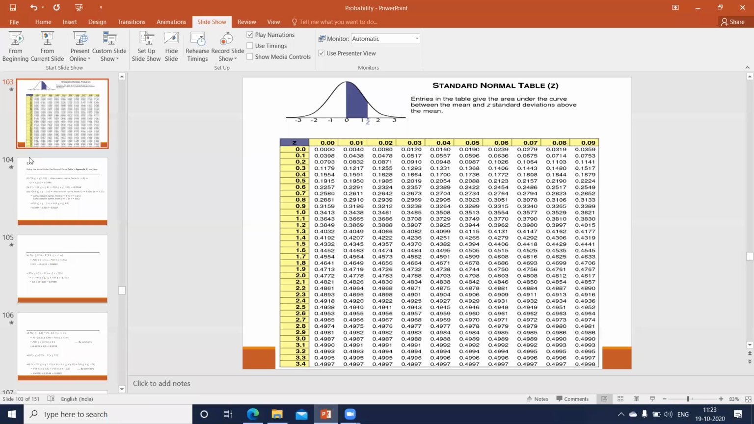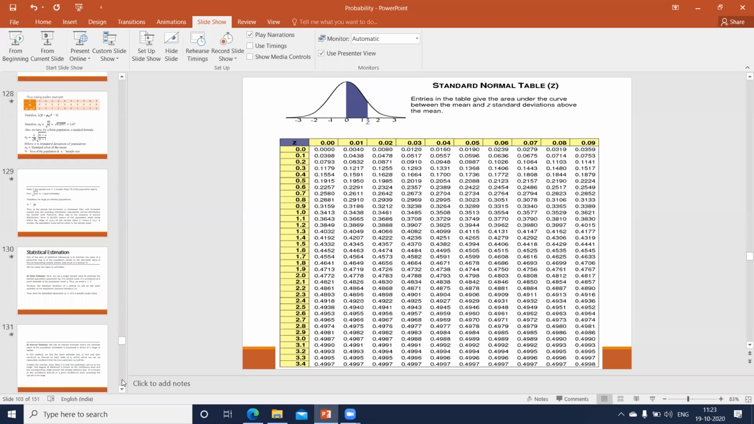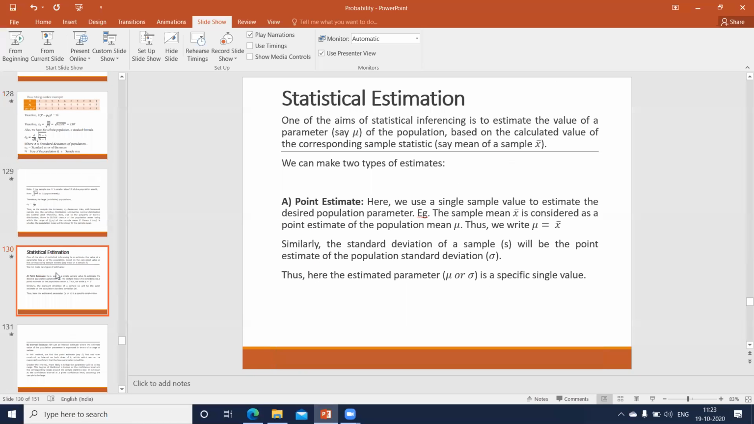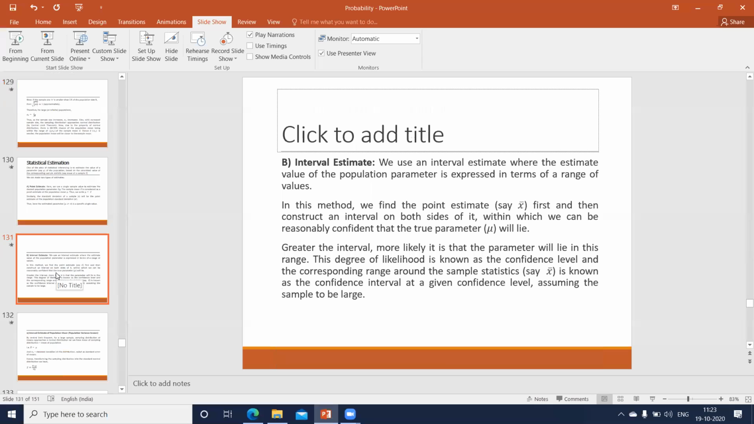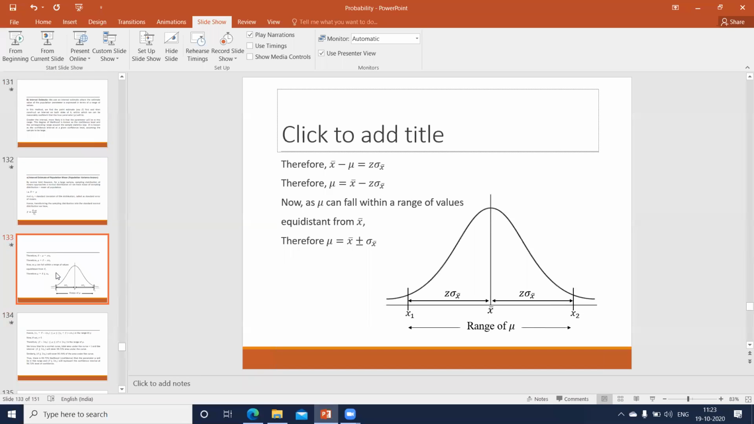Now you won't be getting this chart of a standard normal table while you're solving the problems. The values will be directly provided to you, so you need not worry about it. Coming to, okay, this was the slide.